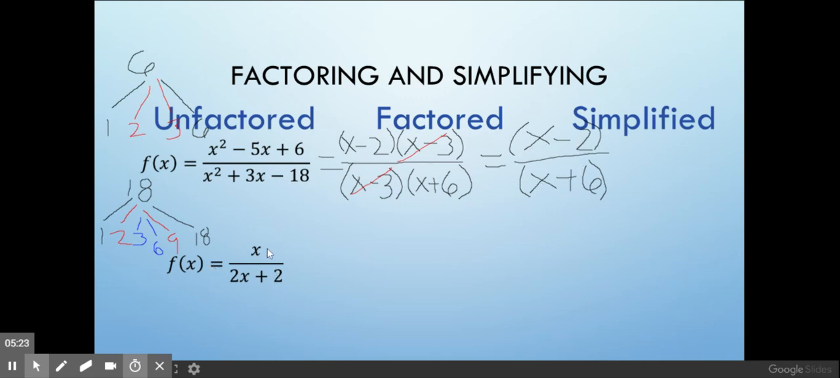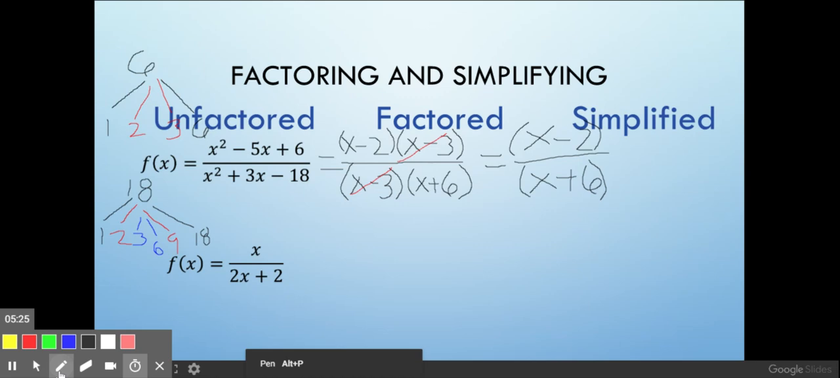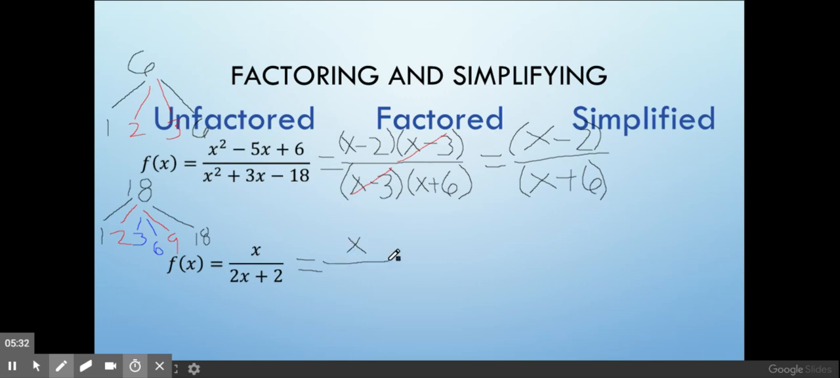For this example down at the bottom here, this is a different type of factoring. It's by greatest common factor. So on top, there's nothing to factor with an x, but on bottom, they both have a factor of 2 in common. So if we pull out a 2 and divide 2x by 2, we get x. We divide 2 by 2, we get 1. So this is my factored form of the equation. Nothing cancels, so this becomes not only the factored, but also the simplified.